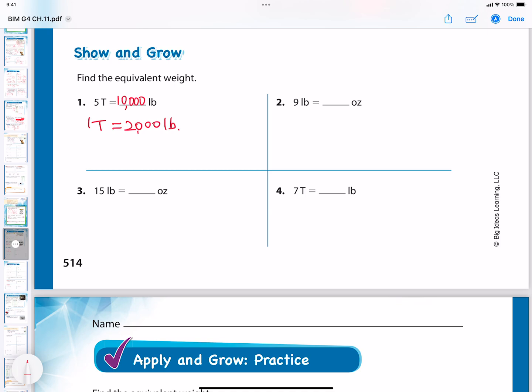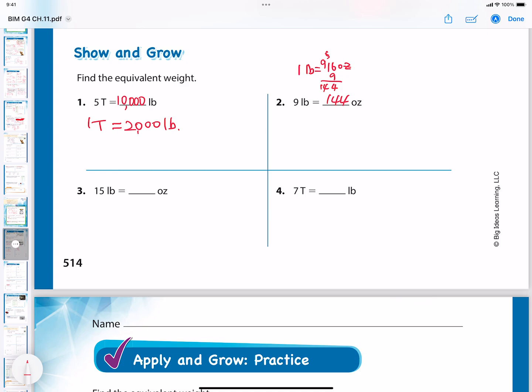Now 9 pounds are how many ounces? So 1 pound is equal to 16 ounces. Remember? So 16 times 9. 54, 5. 9 plus 5 is 14. So 144 ounces.